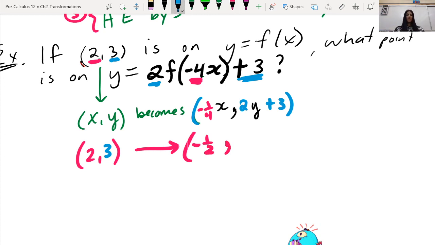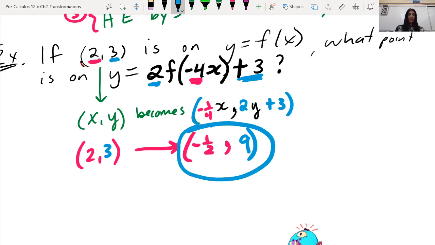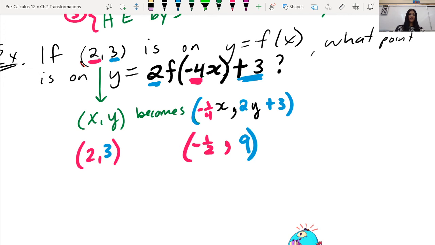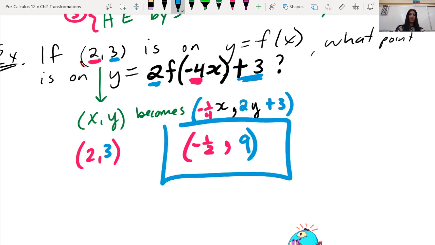And I want to do the same thing with the 3. I want to plug it in. So 3 times 2 is 6, plus 3. So I would get 9 for my new y value. This would be my answer. I feel like circling that didn't really help. Maybe like that is better.